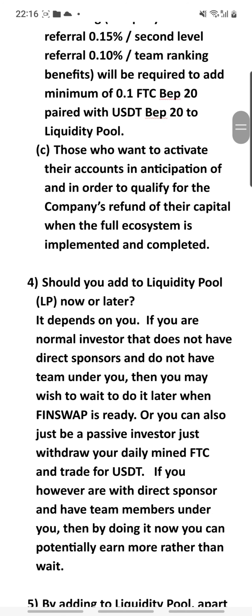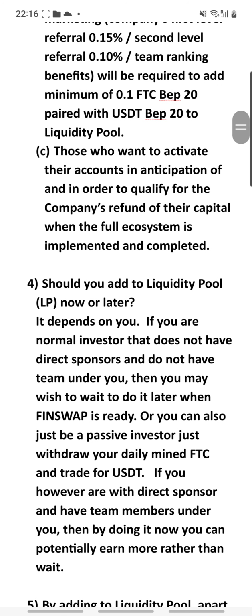Then another question related to liquidity pool is question 4. Should you add to liquidity pool now or later? Well, the answer that Mr. Daric gave is it depends on you. If you are a normal investor that does not have direct sponsors and do not have teams under you, then you may wish to wait to do it later when FinSwap is ready. Or you can also just be a passive investor, just withdraw your daily mined FTC and trade for USDT. In other words, sell out, okay?